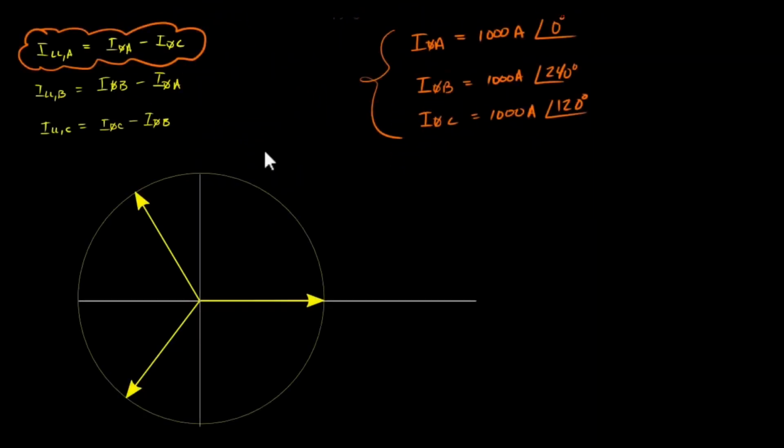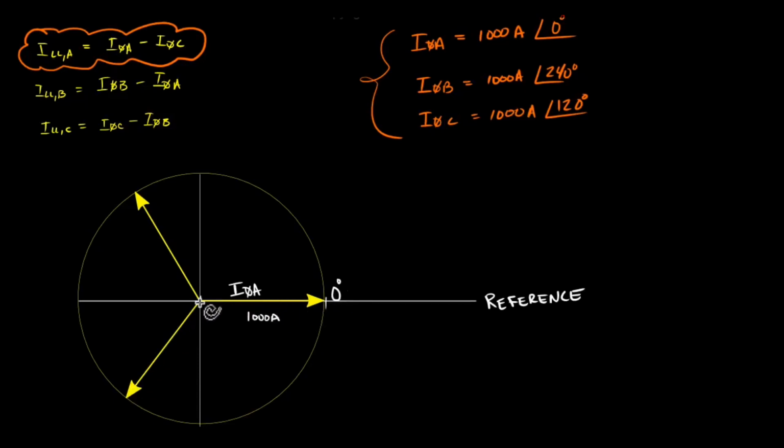So this is what our phasor diagram looks like. This line right here at the 0 degrees mark is our reference line. The phasor going through our reference line, at 0 degrees, is phase A current. From this origin point to this point here is 1000 amps, and the angle is 0 degrees, which is the same direction as our reference line.